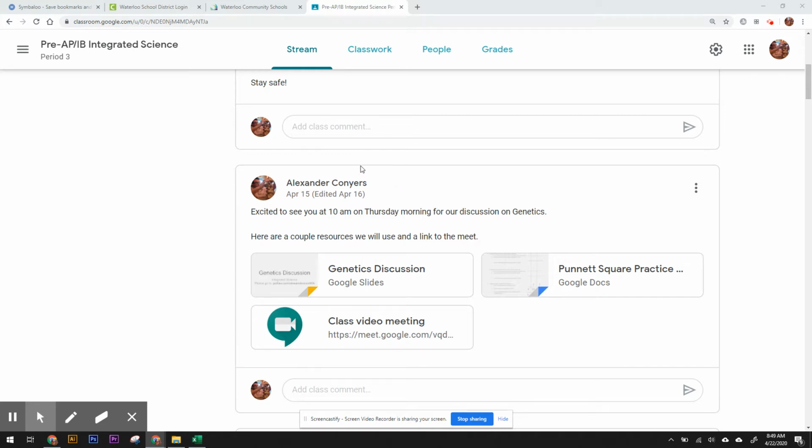Before we do, I just wanted to remind you, last week on Thursday, we were assigned a Punnett Square practice problem page. This is one of the assignments that I'll be tracking for participation in our continuous learning model.